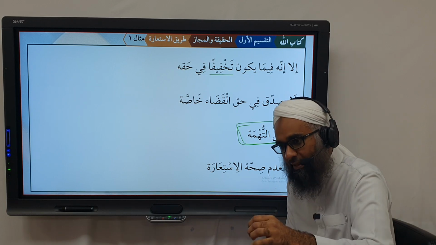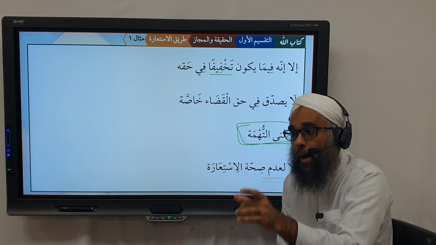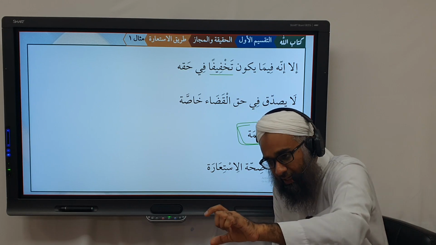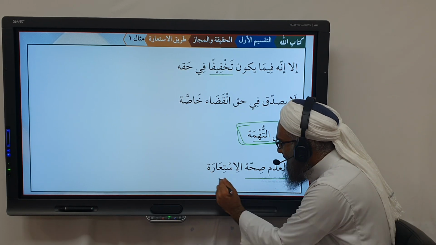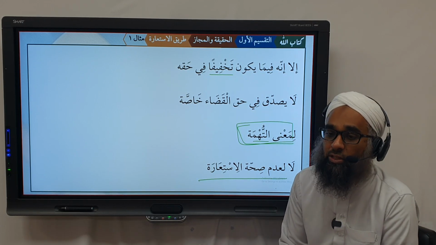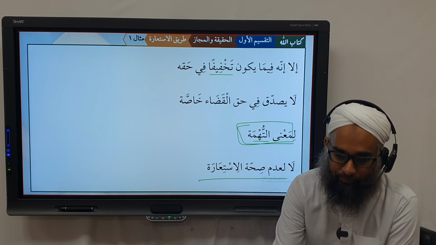So this ruling applies perfectly in the Hanafi school, but we don't apply it not because of the masala, but because of external factors of social issues, because of tuhma, not because of adam is-sihhat al-isti'ara, not because the isti'ara is not sahih. You understand the masala?